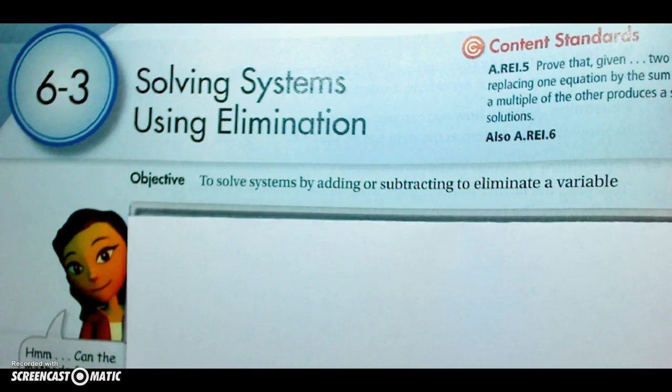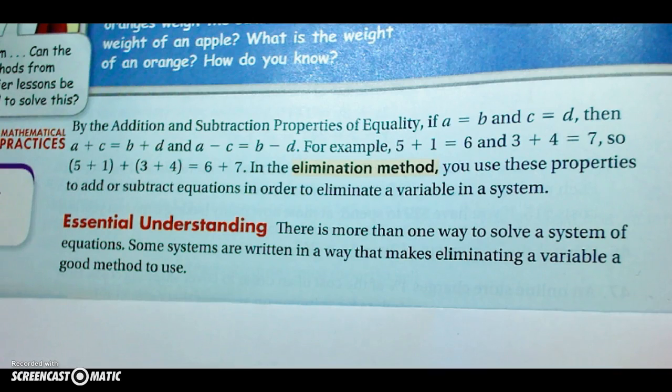6-3, solving systems using elimination. Our objective, to solve systems by adding or subtracting to eliminate a variable. By the addition and subtraction properties of equality, if A is equal to B and C is equal to D, then A plus C equals B plus D, and A minus C is equal to B minus D.